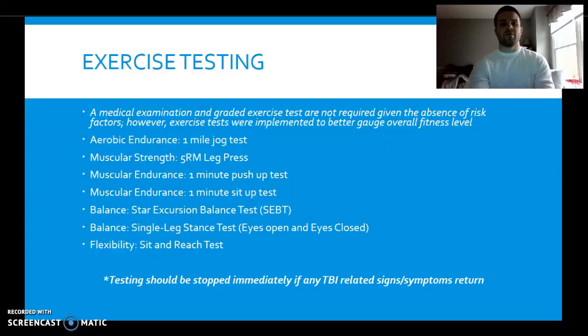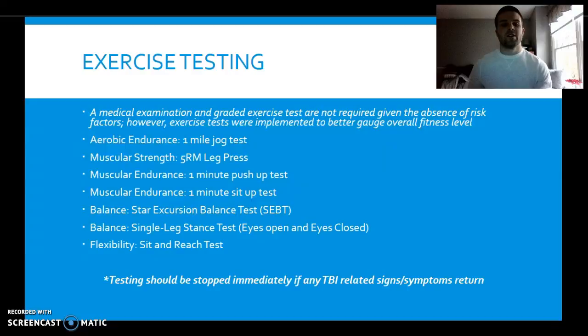So here are a couple of the exercise tests that I chose to implement for this particular person. The aerobic endurance test was a mile jog, muscular strength 5 rep leg press max, 1 minute push-up test for endurance, and then I also use a 1 minute sit-up test to further get a gauge of endurance, and the STAR excursion balance test, which is provided by the ACSM in the handbook, and that would be a good test for balance because it's a little more complicated than just a single leg stance test, which I also used with eyes open and closed, so you can compare the two.